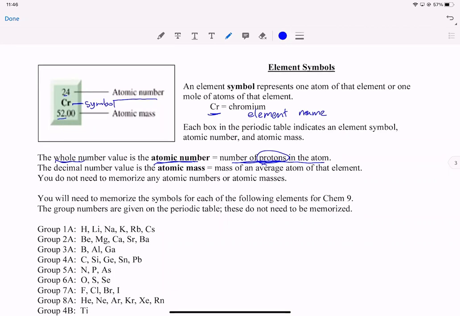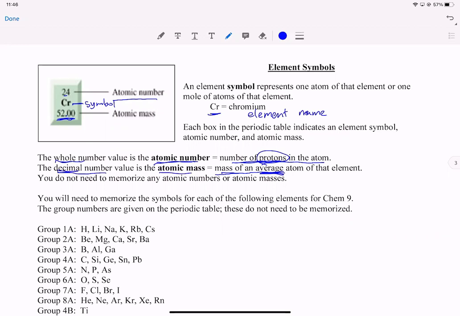Then you have the decimal value always given. That's the atomic mass. Now, why is it a decimal value, 52.00? It's because it's a calculated number value. It is a calculated mass that is an average of all of the isotopes of that element in the universe, and it's based on the abundances, how much of all these isotopes. So you don't need to know that calculation, but you just need to know that it is an averaged calculation, and that's why it is a decimal number value. It's called the atomic mass.